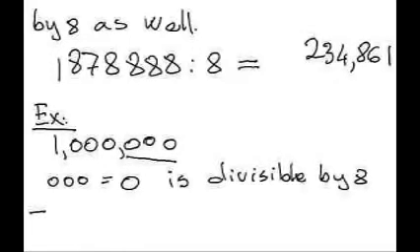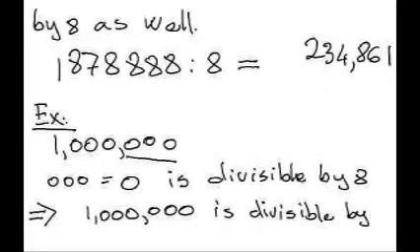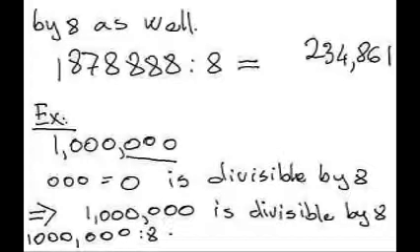Okay, so this means, and I'm going to use this double arrow that sort of means therefore, 1 million itself is divisible by 8. In fact, this just gives us, so 1 million divided by 8 is just 125,000.